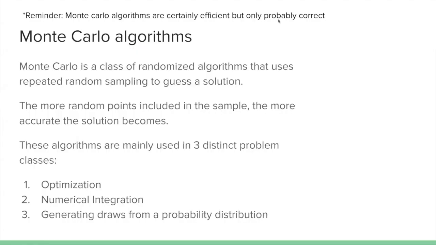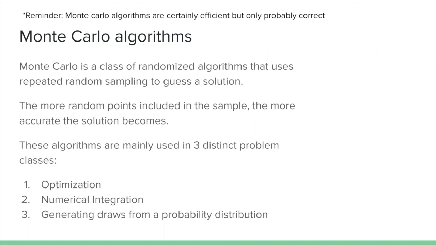So now we're talking about the Monte Carlo class of randomized algorithms. Quick reminder, as my teammate mentioned earlier, Monte Carlo algorithms are certainly efficient, but only probably correct. This means they produce the best solution or most efficient solution to a problem within a certain probability.